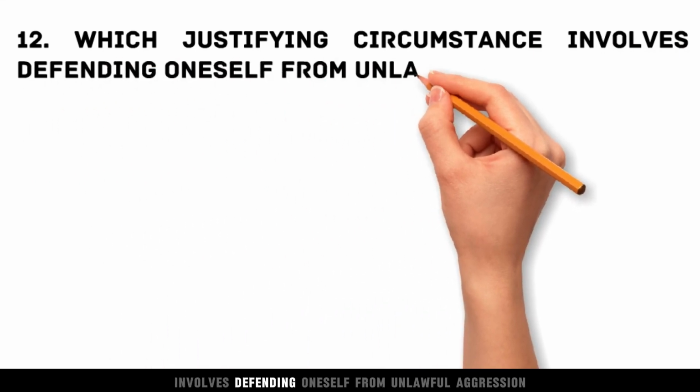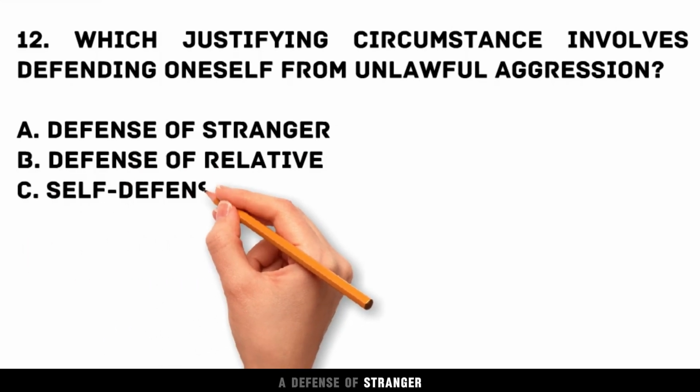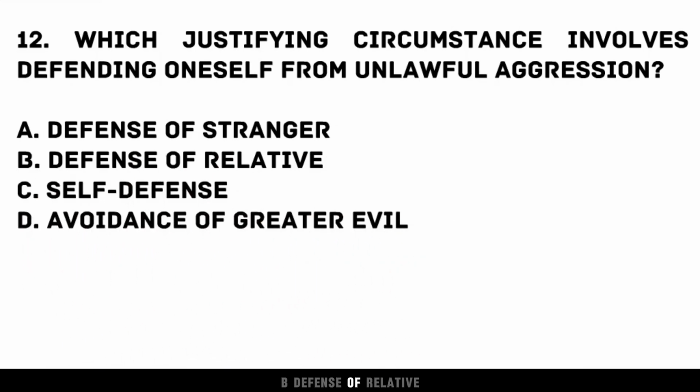12. Which justifying circumstance involves defending oneself from unlawful aggression? A. Defense of stranger. B. Defense of relative. C. Self-defense. D. Avoidance of greater evil.